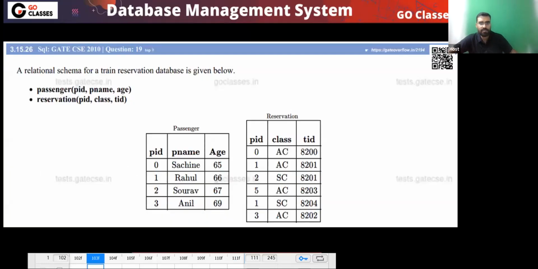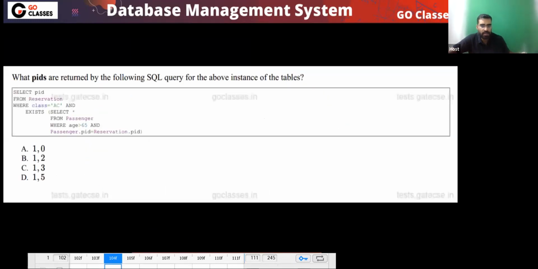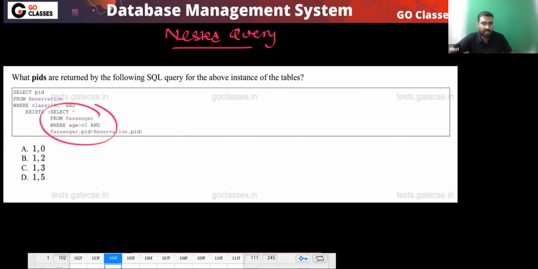Let's see this last question. This is our last question for this session. This table is given to you, passenger and reservation, and this query is given to you. First of all, you tell me, is this a nested query? Yes, this is a nested query, right?